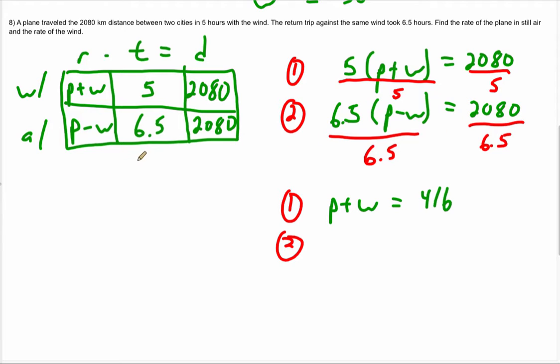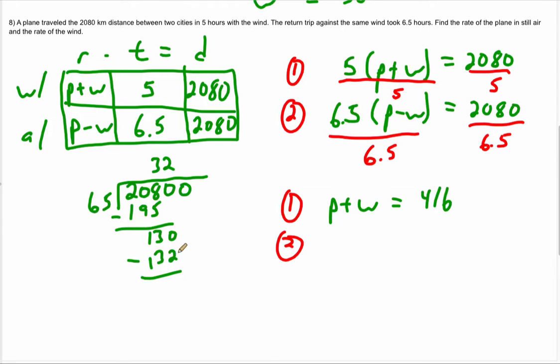This one, I don't even know what's going on there, so I'll have to do some long division since my calculator's not handy at the moment. So I'm going to do that divided by 65, which is 120, 180, 195, so 3, 195, that's not too bad, 65 goes into that twice, 130, so we're at 320. So P minus W equals 320.